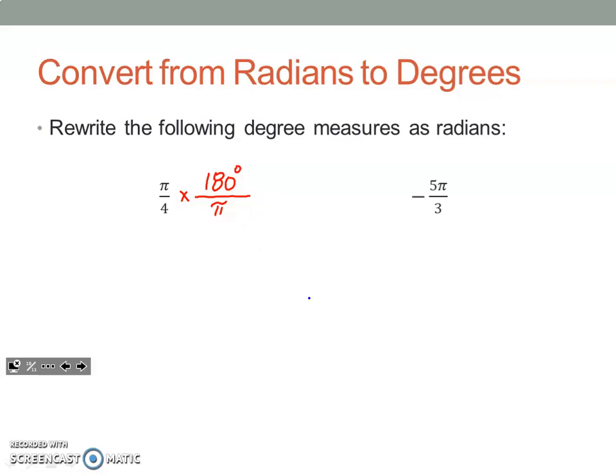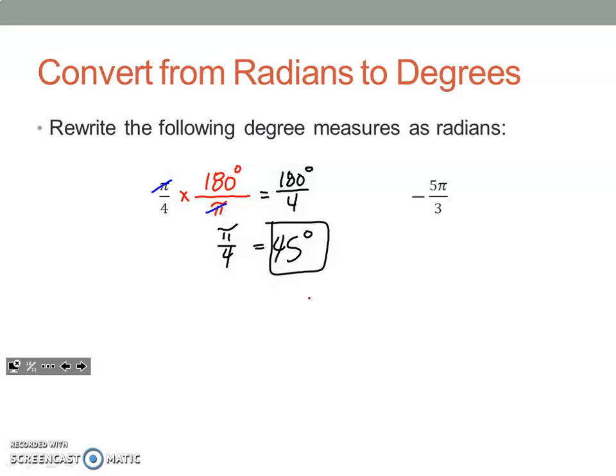So I've got pi over 4 times 180 degrees over pi. My pi's cancel, which is exactly what I wanted them to do. That gives me 180 degrees divided by 4. Plug it in your calculator, and it gives you 45 degrees. So pi over 4 is the same thing as 45 degrees. I'd pause the video again and try to do your negative 5 pi over 3.